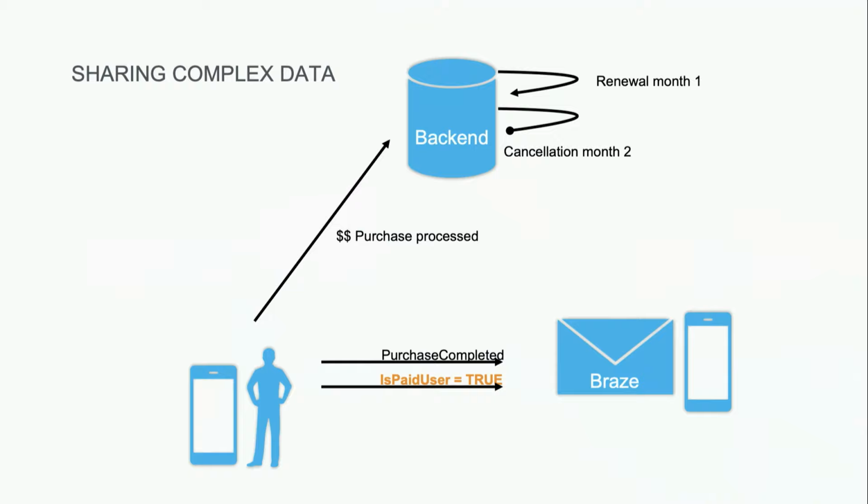So on the base state, sending a purchase completed event from the app, that's easy. Is paid user true? That follows directly from that and is something that's easy for Braze to segment straight out of the box. But what if you wanted to segment on something like renewing in month 1 off of a subscription or churning off of month 2? Much more complex behavior that typically ends up being handled by your backend, not by something that's in your app itself. It all depends on your implementation, but in all likelihood, that may be the case.